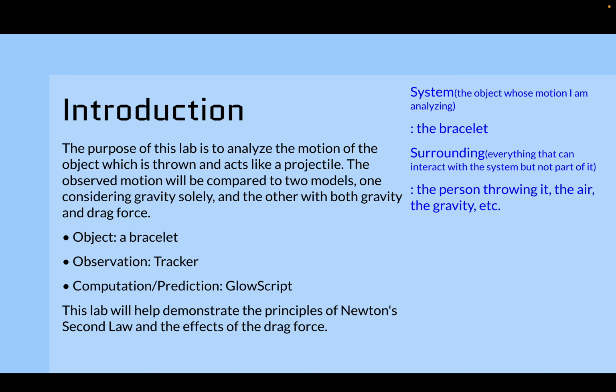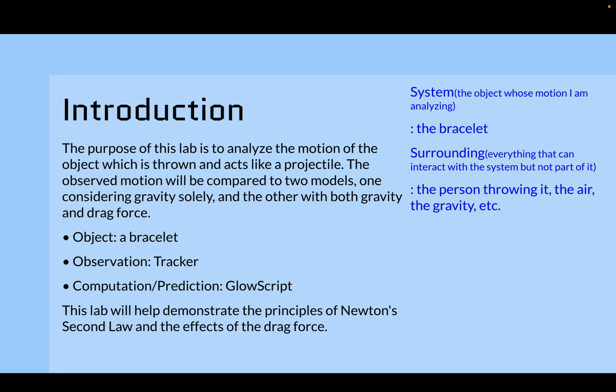The purpose of this lab is to analyze the motion of an object which is thrown and acts like a projectile. The observed motion will be compared to two models, one considering gravity solely and the other with both gravity and drag force. The object is a bracelet, observation held by Tracker, prediction done by GlowScript. So this lab will help demonstrate the principles of Newton's second law and the effects of the drag force.